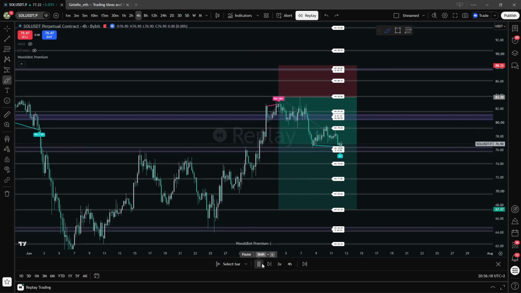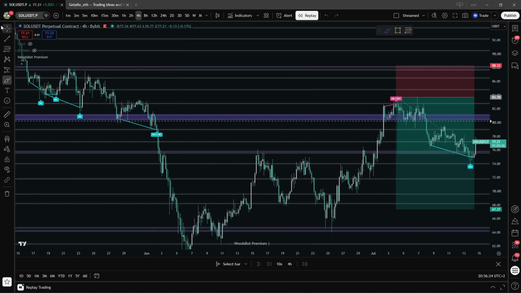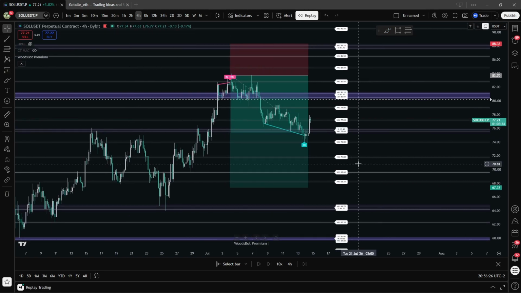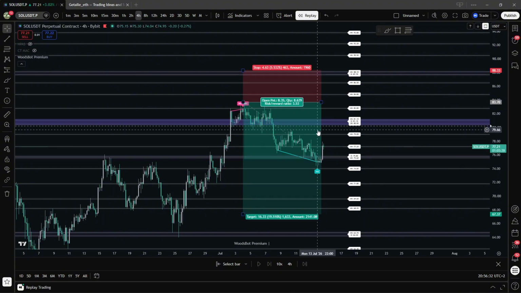With the replay tool, I'm going to speed it up a bit. Right. So now we can see, okay, this is current price action. The trade is not finished yet, so it's a bad example.